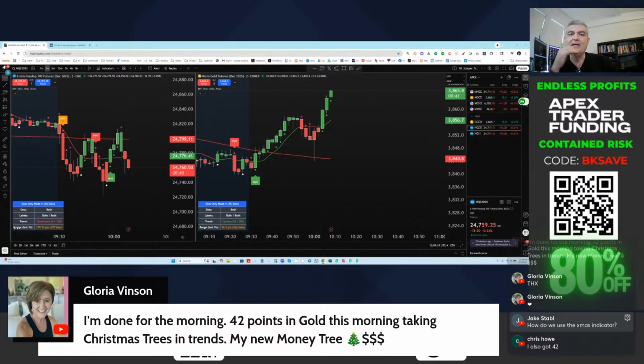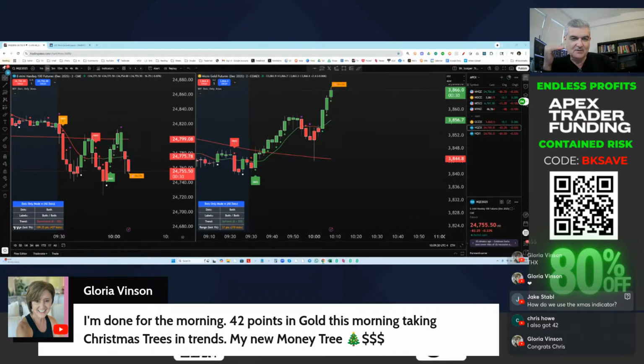I am so happy. And I actually had this feeling that Gloria was going to love the dots, the dots trade, in terms of using the stop around the dot, because she took to the dot system like a fish to water. This is a very natural progression for anybody who wants to simply scalp around. Scalp around. That's another one.